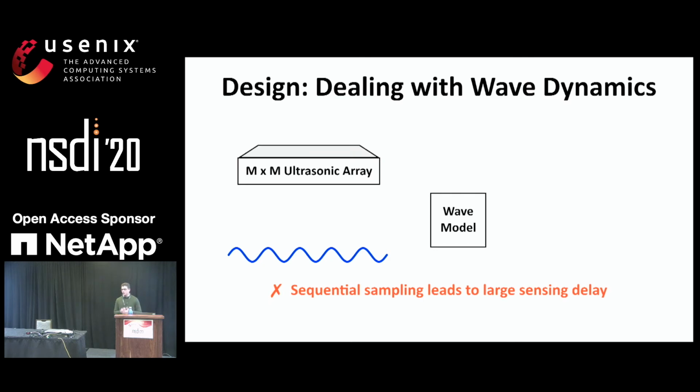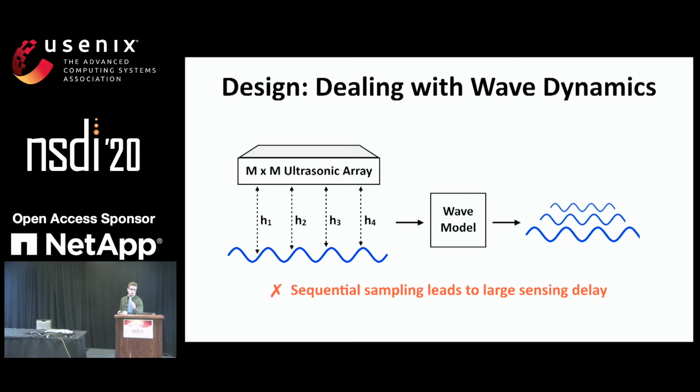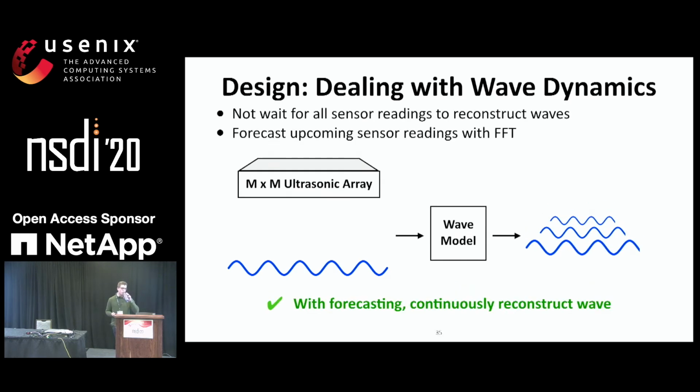There's an issue, though. Typically, low-cost ultrasonic sensors are all at the same frequency. What that means is we must wait for all of them to return their distance measurements before we can reconstruct our surface. But we can reduce this with a forecasting method. We can assume that the wave in question is periodic, so we compute the Fourier transform over some historical data and extract the dominant frequency. Then, as our sensor readings come in, we continuously update our wave model. So we reduce the latency from the time it takes for the entire array down to waiting for a single sensor.